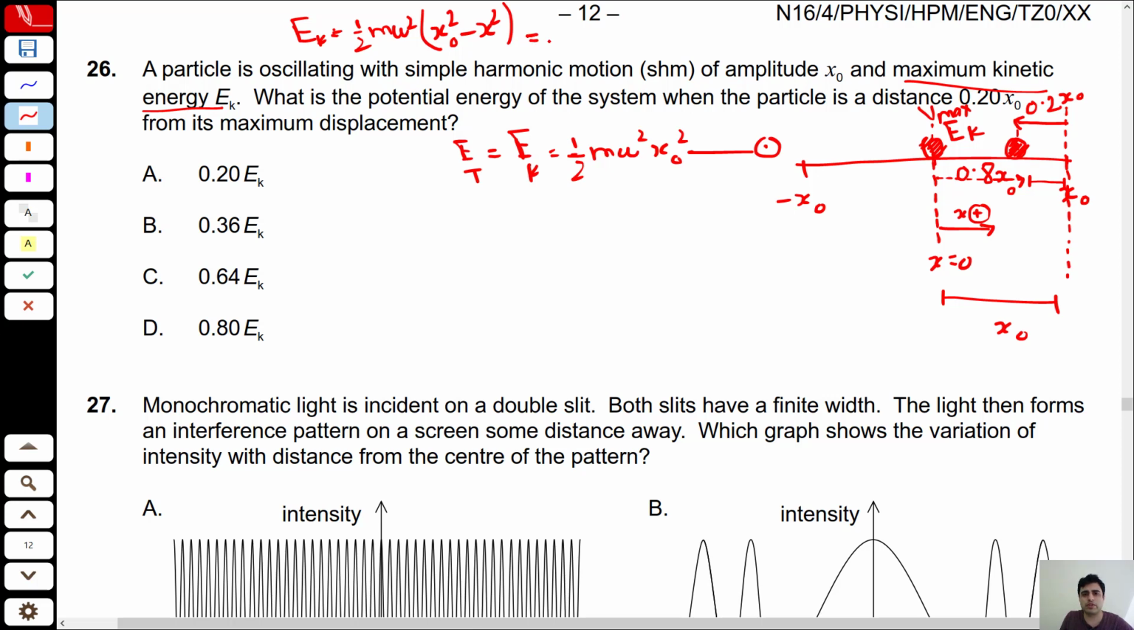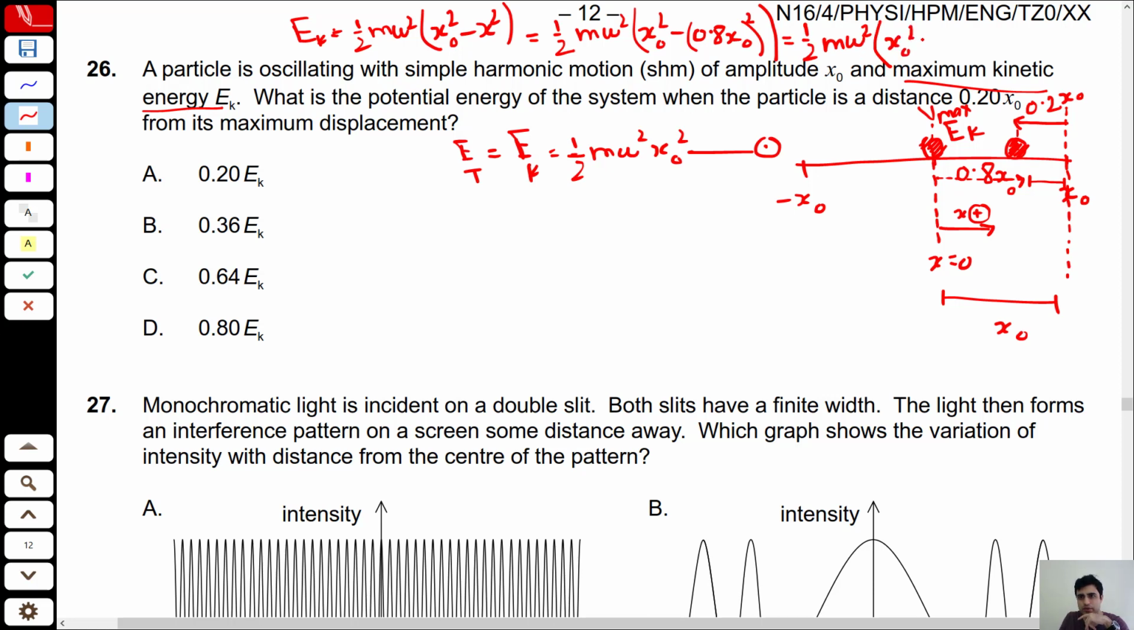So it will be half m omega square x naught squared minus 0.8 x naught, whole square. Okay, here we have to do a little bit of mathematics. So we still have half m omega square. Omega is the angular velocity. We have this x naught square still.